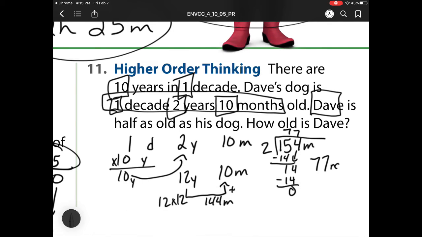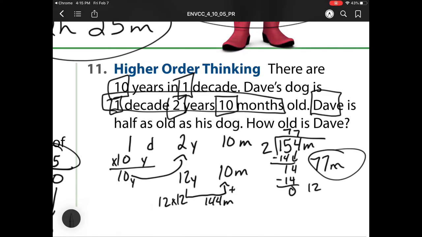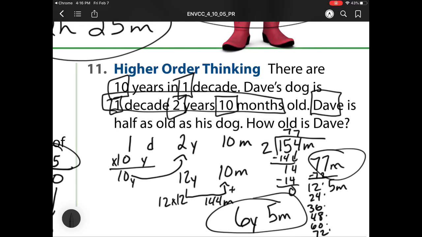But our tricky part is we don't have months for our years. We talk about it in years, so I need to pull out groups of 12. Well, I know 12, 24, 36, 48, 60, 72, so that will be 1, 2, 3, 4, 5, 6. So I have 6 years, and then I'm taking away 72 because I traded those 72 for 6 years. So I am left with 5 months. So my final answer is 6 years and 5 months.